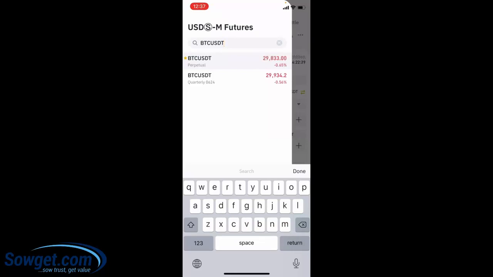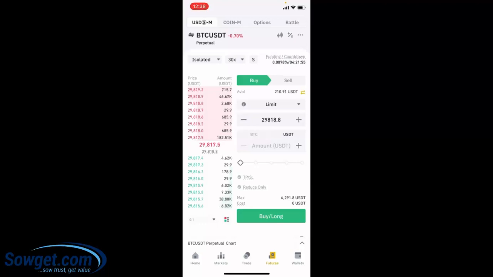So that's just the difference between when you see perpetual and quarterly with any date, maybe 0624 or any other date. So the next thing you need to know is where you can see your charts.